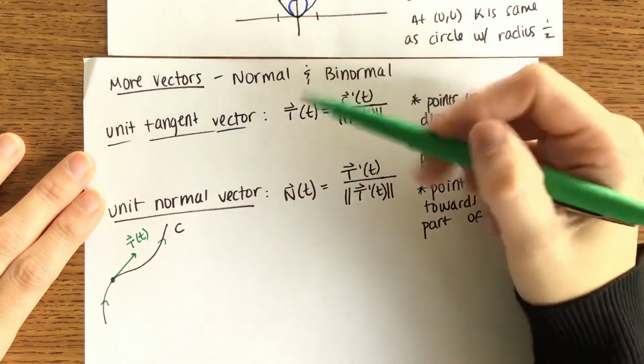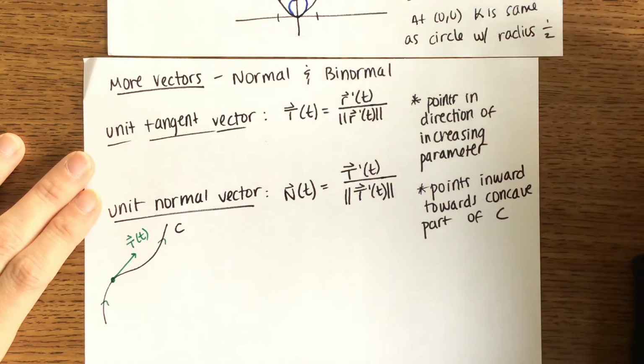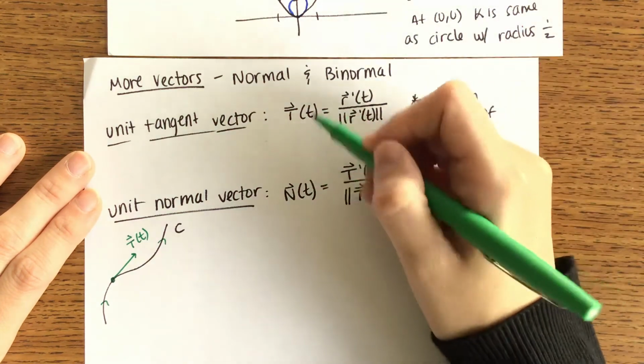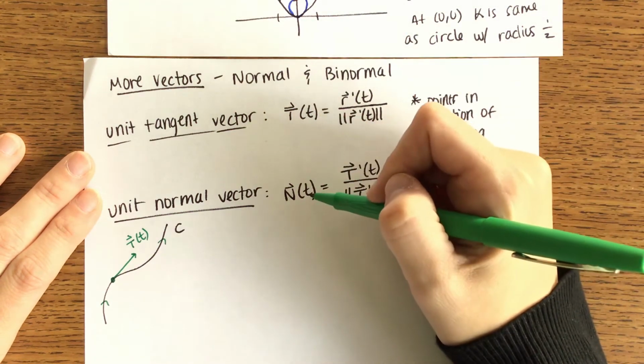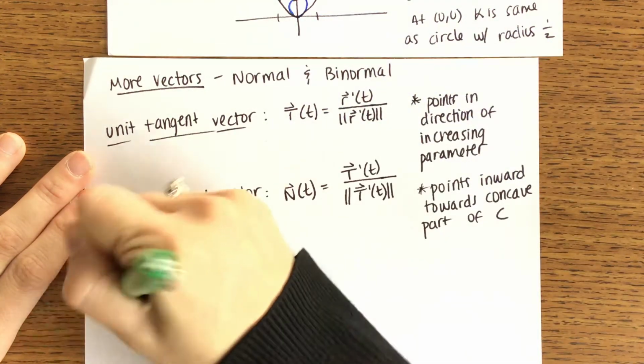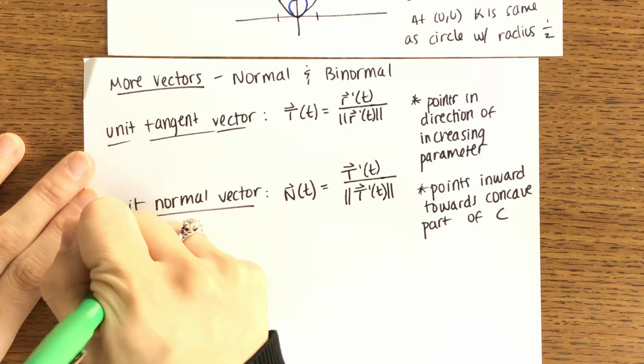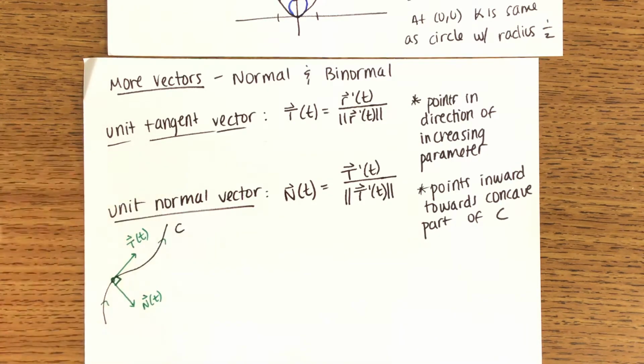Unit normal vector: if I take the derivative of a vector, the derivative is going to be perpendicular to my original vector. So these two are going to be perpendicular. This points towards the concave part of C. So that would be this direction. So unit tangent vector, unit normal vector are always going to be perpendicular.